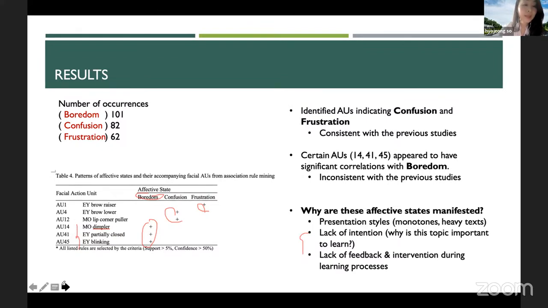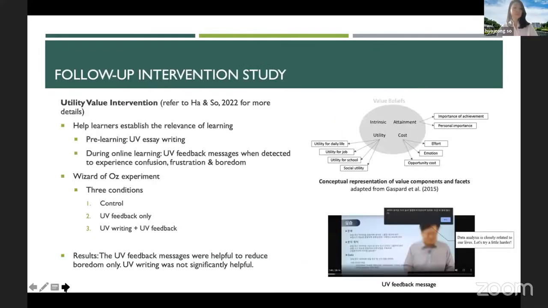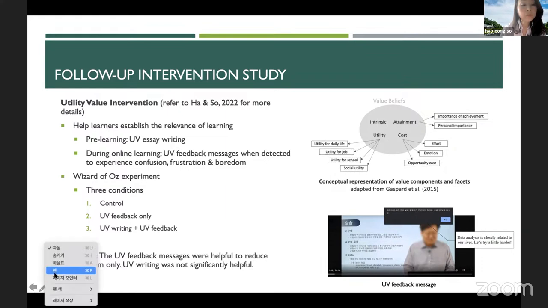So I did this follow-up study where we tried to intervene with online learners. We designed an intervention called utility value intervention. There's a whole concept about utility value intervention if you refer to the educational psychology literature. Basically, utility value is this framework here.